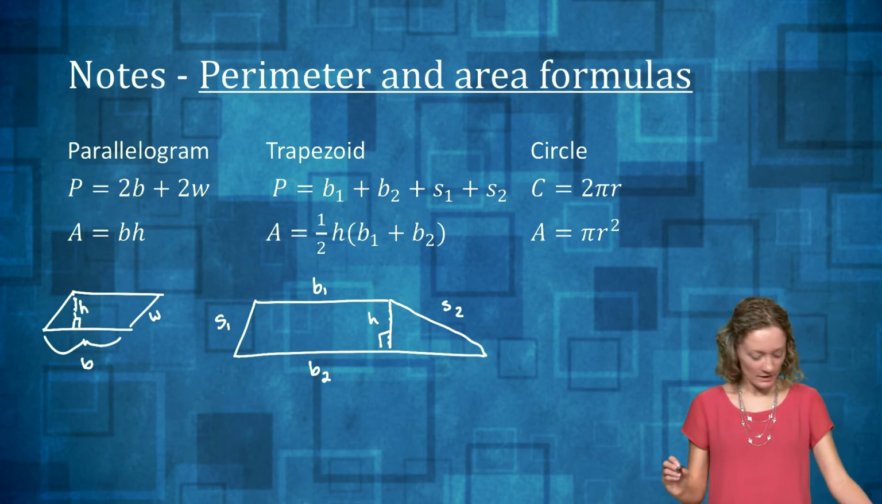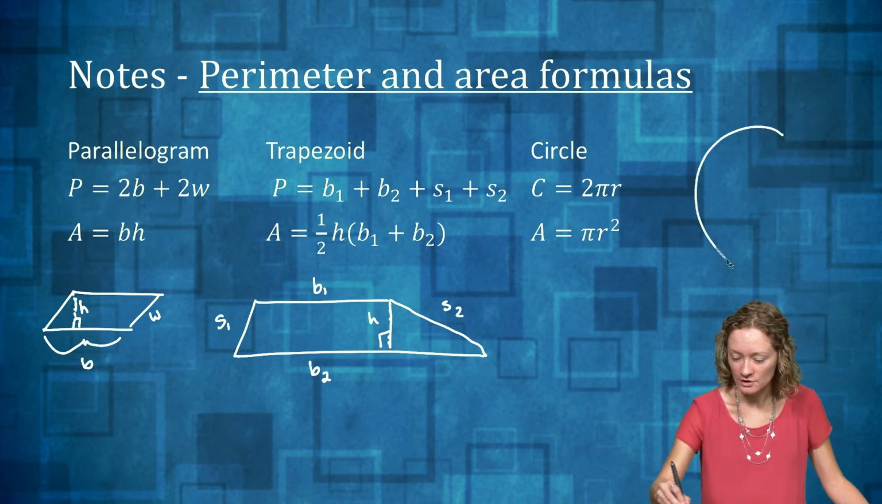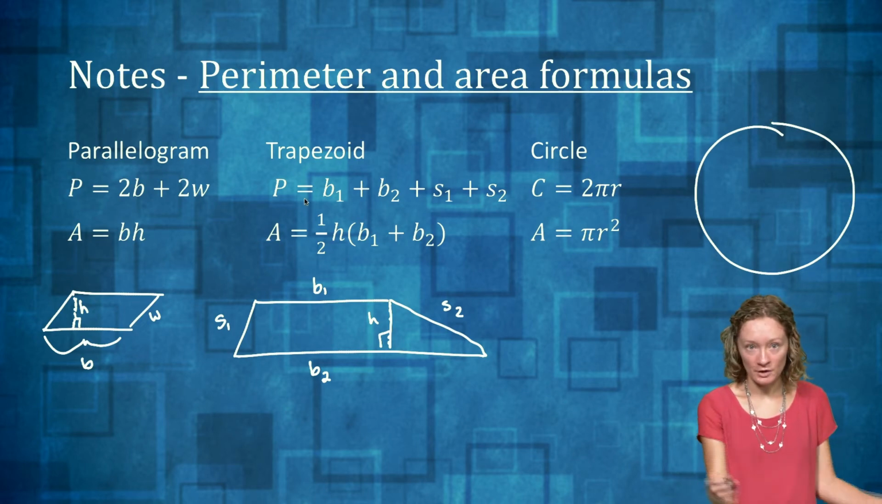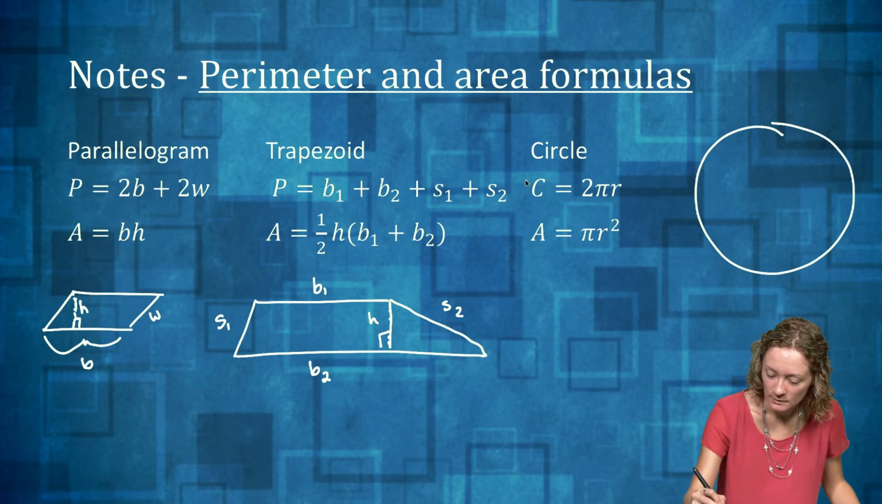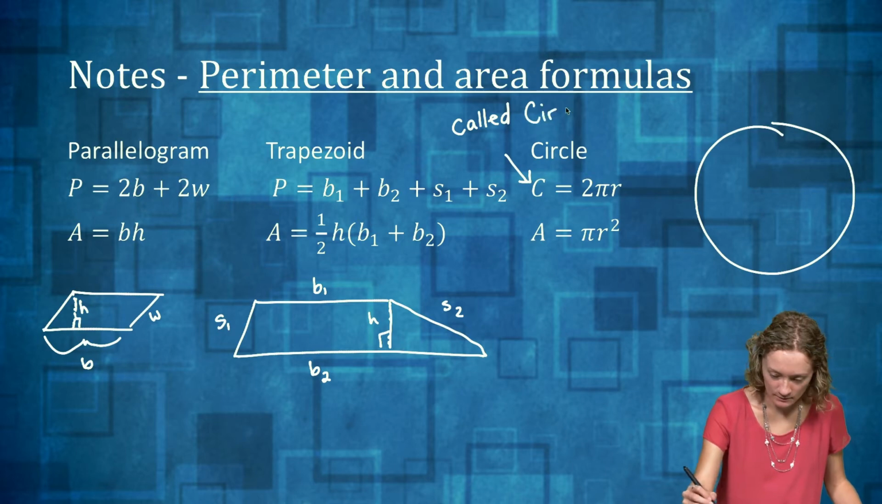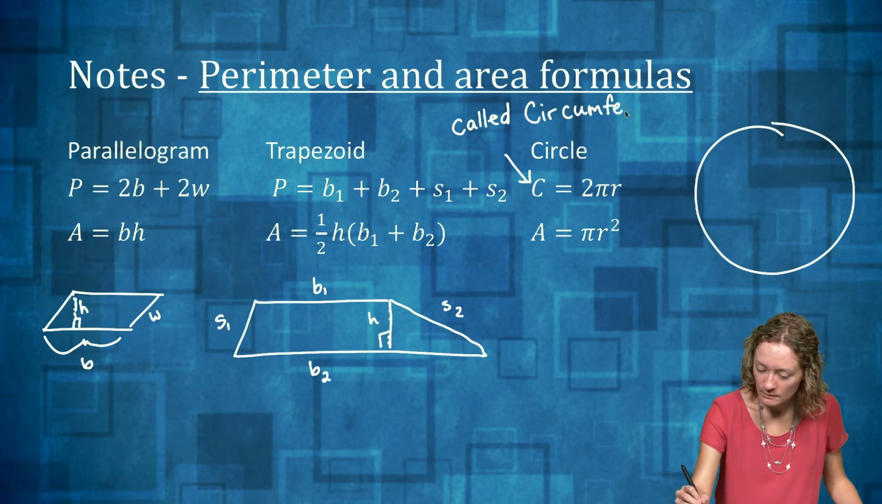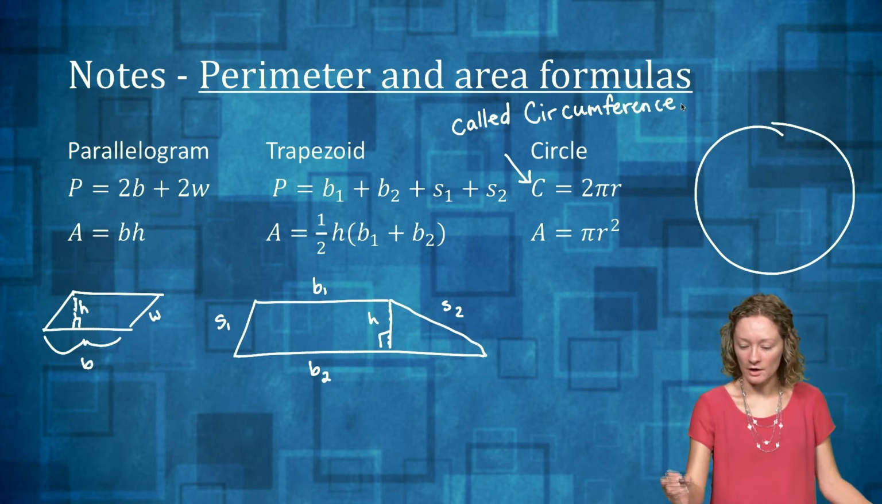All right, and then the last one is a circle. I'll draw this shape here. For a circle, the perimeter is called circumference. Let's add that here. It's the same idea, it just has a different name here. And the formula is 2 pi r.